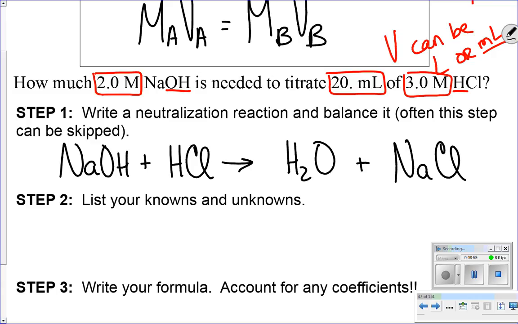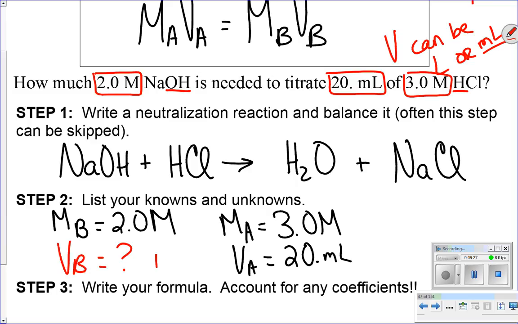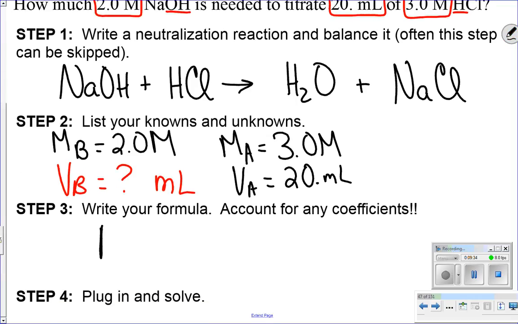Now I'm going to go back and I'm going to look at what I know from the problem. My first number given is my molarity of my base, which I know from that OH. And that's 2 molar. I know also my volume and my molarity for my acid. So my Ma is 3.0 molar. My Va is 20 mL. My unknown is my Vb. And that will come out in milliliters since my volume of my acid is given in milliliters. So I'm going to write my formula.